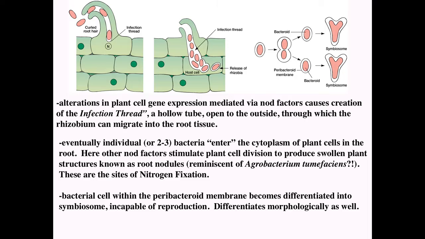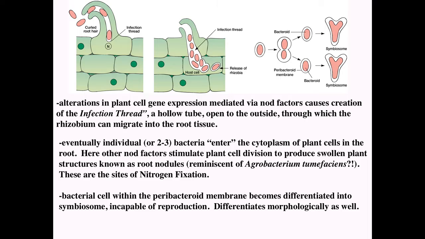So many of these rhizobia turn into these Y-shaped bacteria that have concomitantly lost their ability to reproduce. These bacteria are now irreversibly committed to symbiosis. They are completely domesticated. You can release them from this environment now and they just will not grow. They've undergone a terminal differentiation.